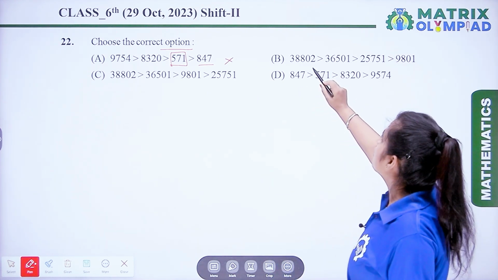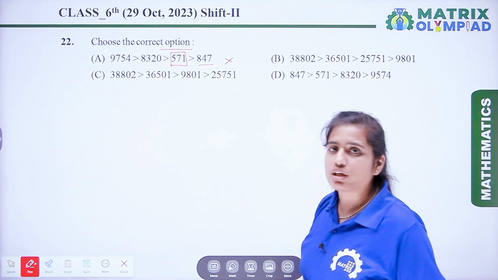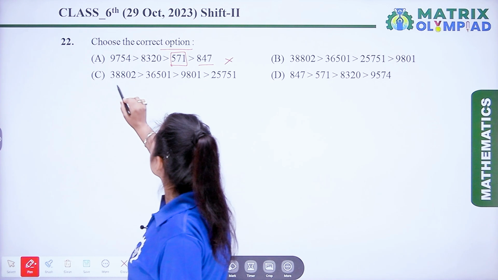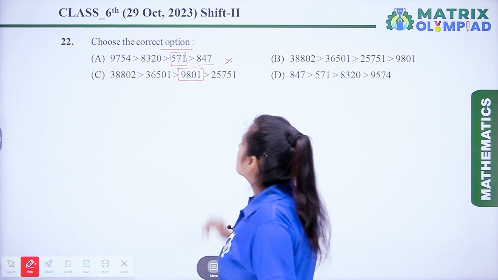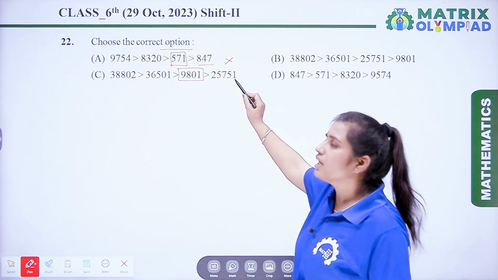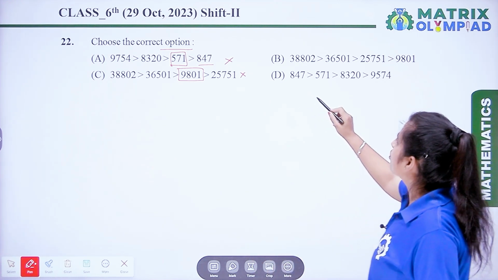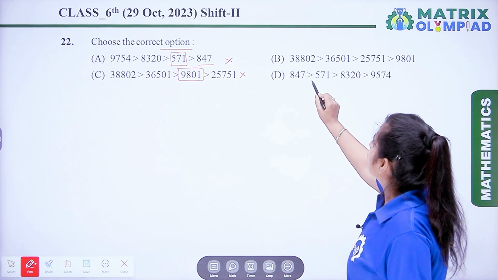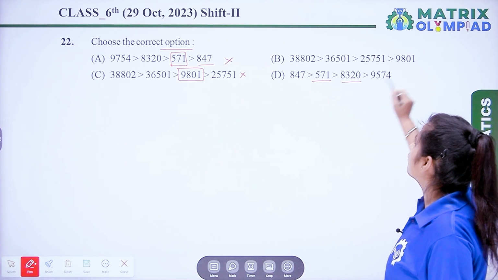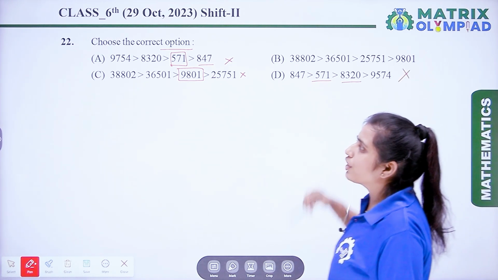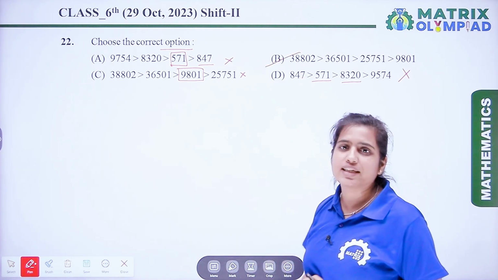In the second option, we have all the numbers arranged in proper order. Now in option C, we can see that 9801 is smaller than 25,751. So this option is also incorrect. Now in option D, 571 is greater than 8,320, which is incorrect. So according to the question, option B is the correct answer.